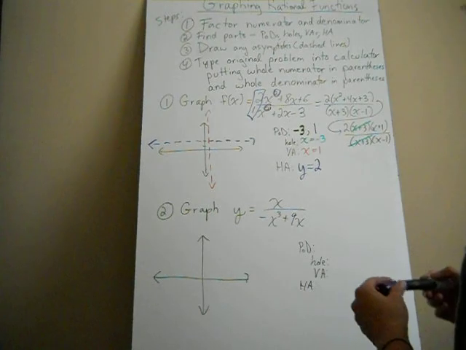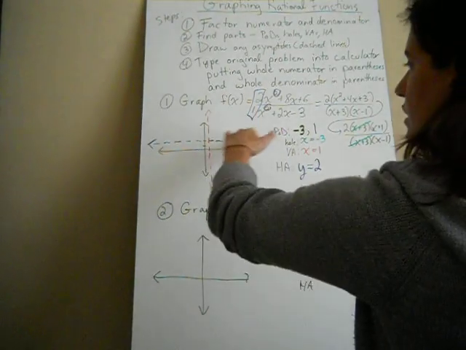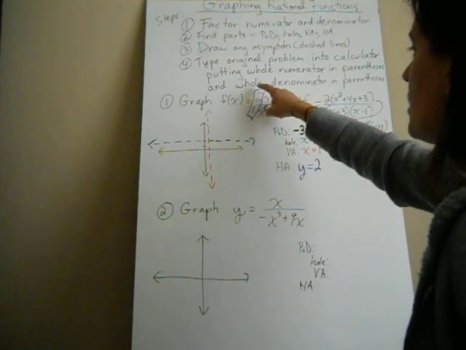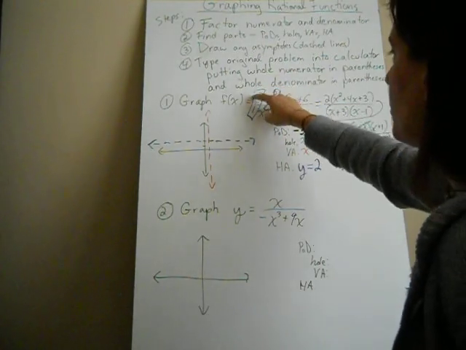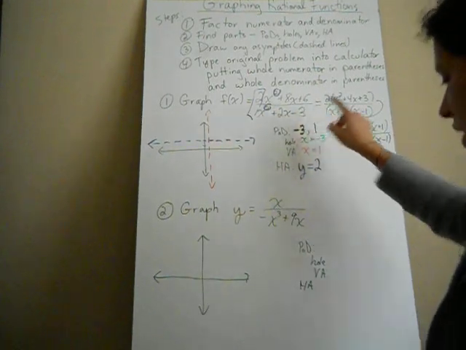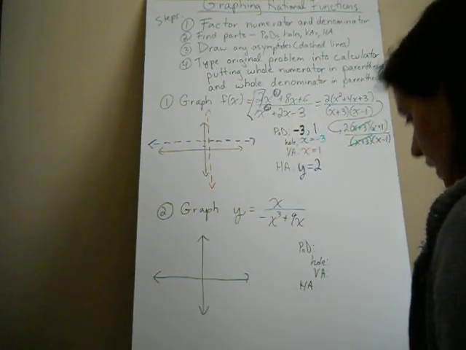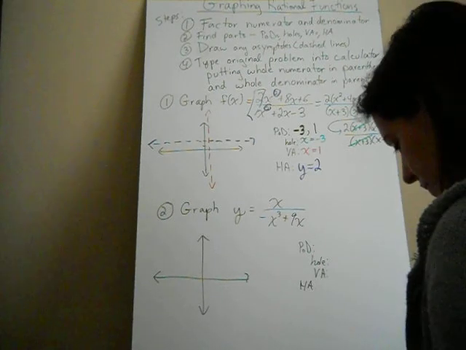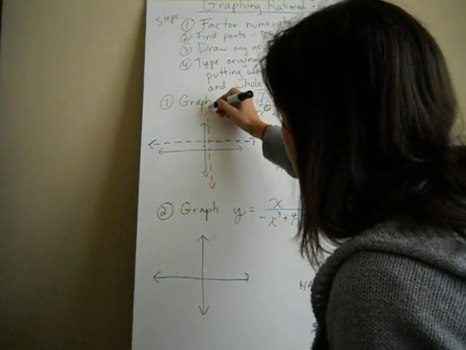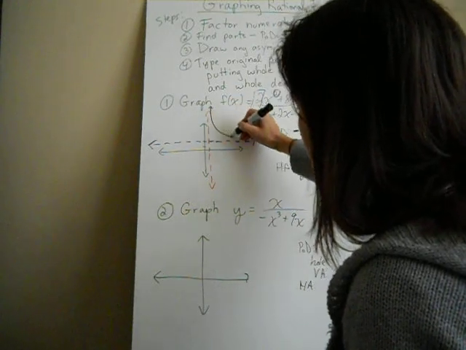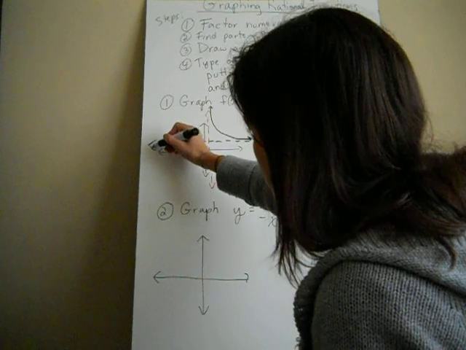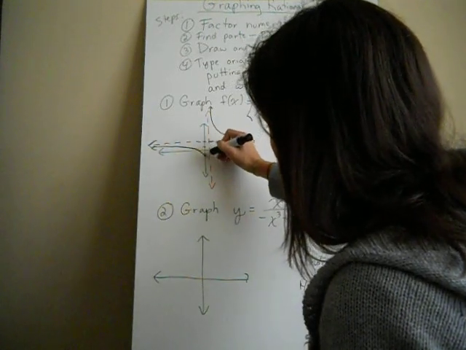And now that I have those fences set up, I'm going to graph the original function in my calculator, putting this whole numerator in parentheses and this whole denominator in parentheses. And when I do that, I'm going to get something that looks kind of like, I'm going to have a curve in this window here with the fences, and I'm going to have a curve in this window here with the fences.